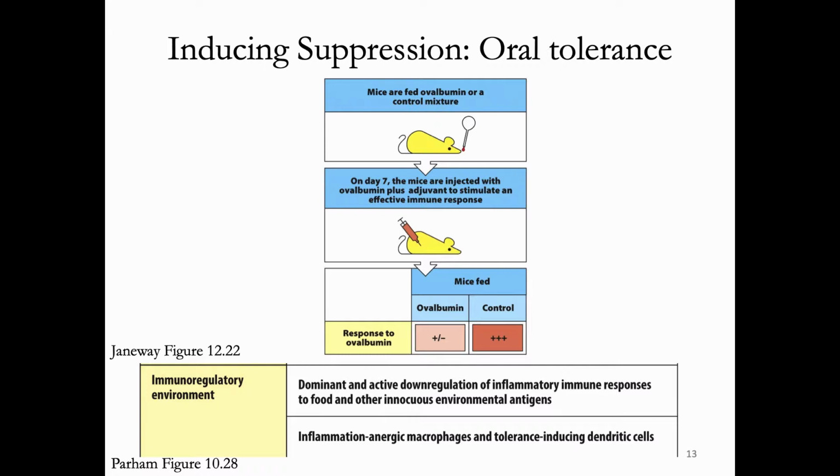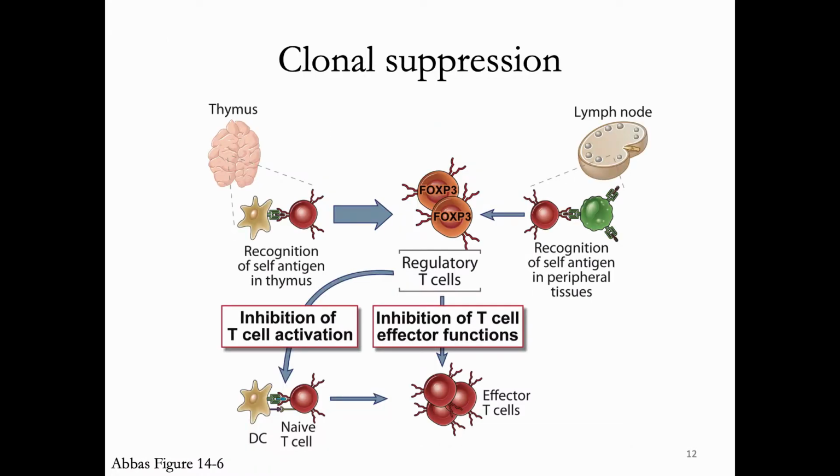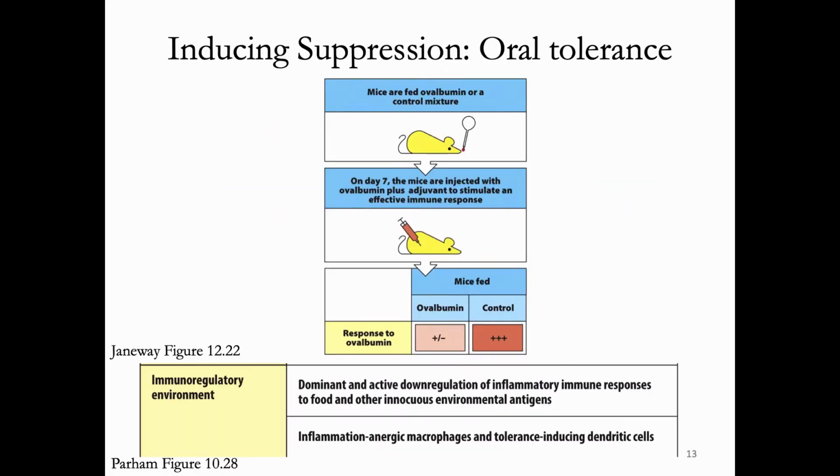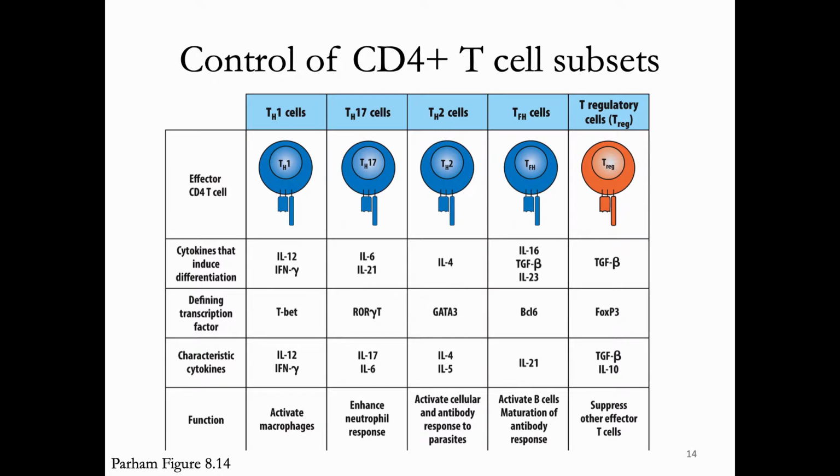So clonal suppression is one of the big mechanisms of tolerance. And clonal suppression is related to the control of CD4 positive helper T cell subsets. So we saw some information like this. We would have seen information like this before if I knew how to go the right direction on slides.